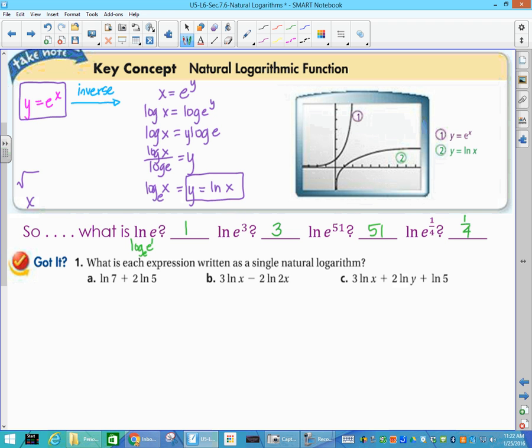Okay, so let's go practice the same thing that we've done before. We're doing it with ln instead of just the logs that we've done in the past.